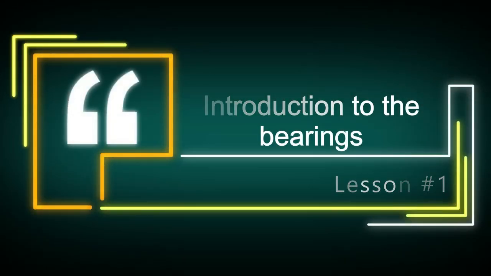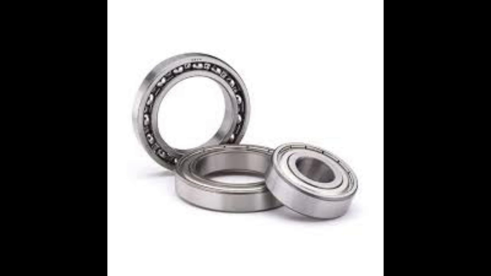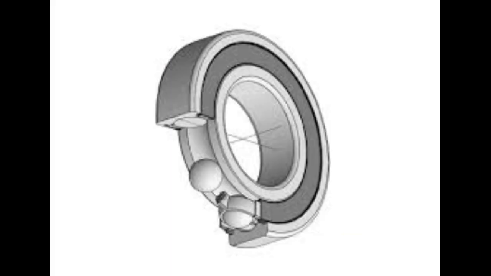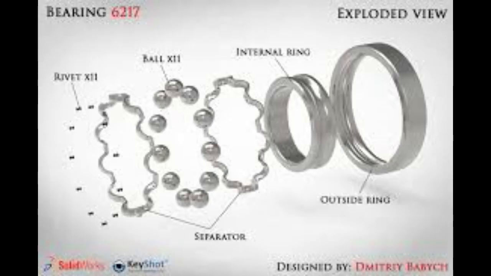Today, we're going to talk about bearings, those small mechanical components that are essential to the industry. What is a bearing? It's an element that allows the rotation of a shaft in relation to a fixed support while minimizing friction. Bearings consist of an outer ring, an inner ring, rolling elements, balls or rollers, and a cage that keeps these elements in place.